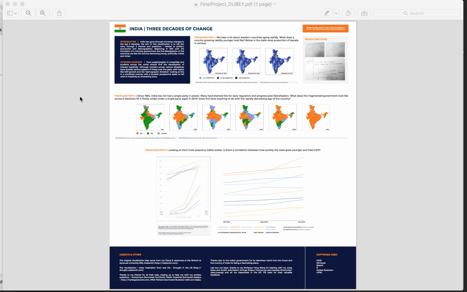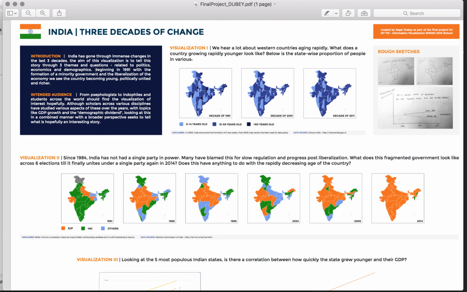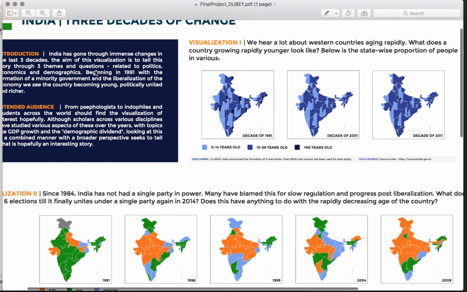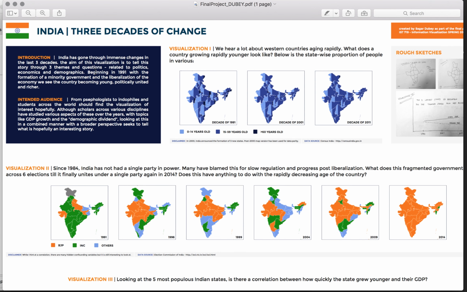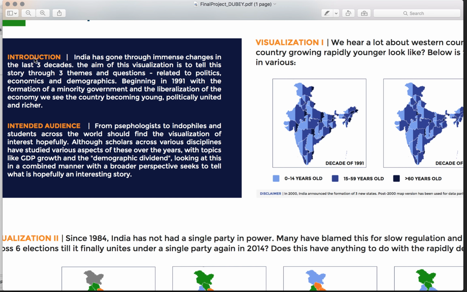All right, let's begin. What is my poster about? So my poster is about India and the various changes that it has gone through in the last 3 decades. So this is the introduction section here. I'm going to tell the story of what has been going on in India through essentially 3 perspectives, that of economics, politics, and demographics.